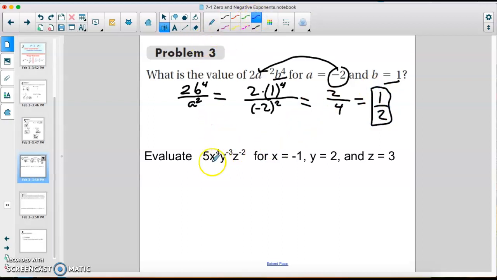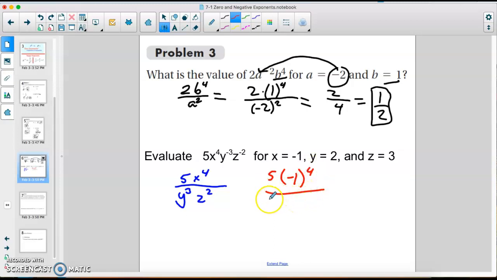All right, this one here, 5, simplify it first, so 5 can stay on top, x to the 4th can stay on top, but then y cubed needs to go down, and z squared needs to go down. All right, and then I just plug in my numbers for x, y, and z, and so I have 5, I know my x, remember your parentheses, x is negative 1, and then I know y is 2, and z is 3.